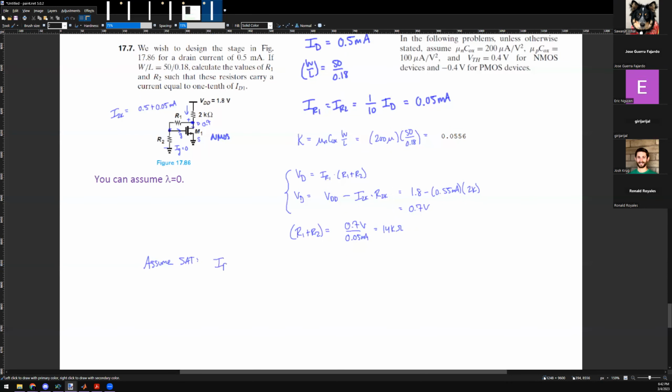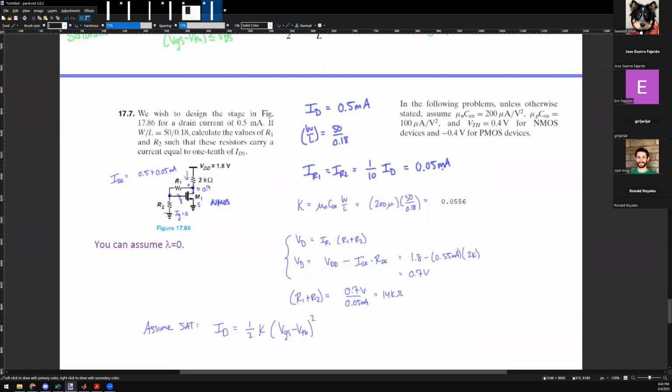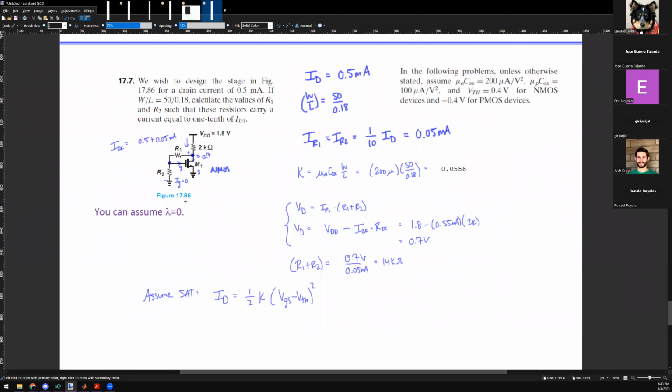I have the equation that ID is equal to 1/2 K times (VGS minus VTH) squared. And I'm going to have no channel length modulation, because they don't really mention it. Oh, it said you can assume lambda equals 0 there. Oh, okay, that's even better. So if this is true, I know ID, I know K, and I know VTH. So can I just solve for VGS? You can.